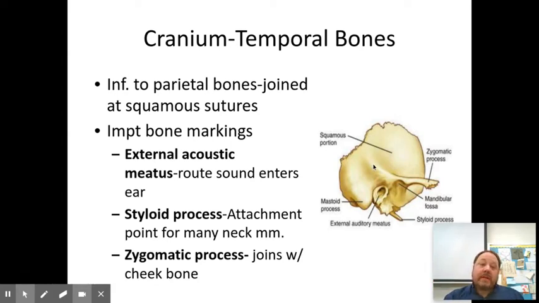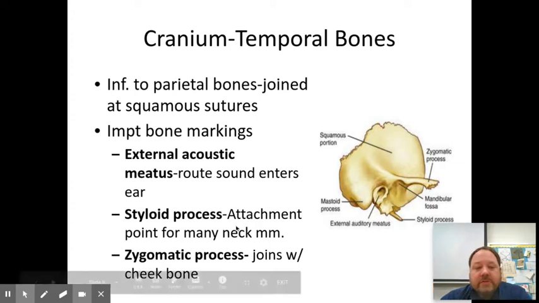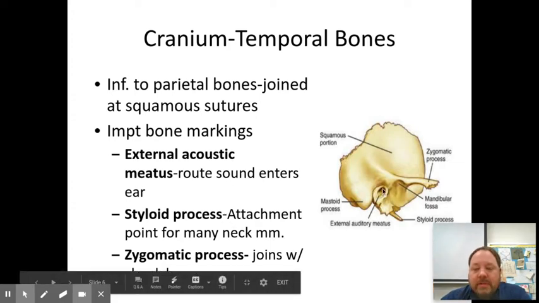Things to see in the temporal bone, this external acoustic meatus, it's basically a small divot or hole in the side of the bone. That's where sound waves enter your ear. It's where you put a Q-tip, right? So this external acoustic meatus is basically just a little hole where sound can enter.